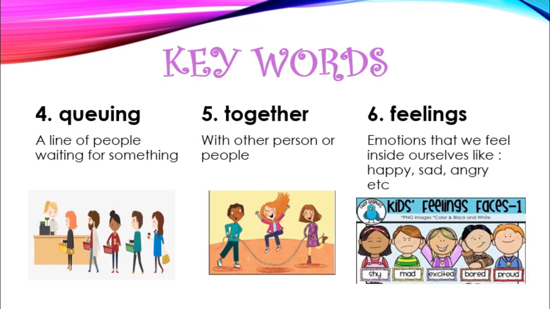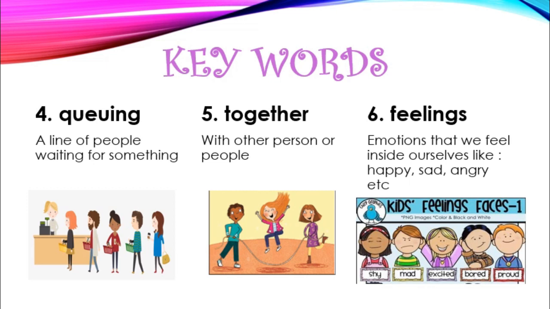Here we have some more keywords. The fourth word is queuing. It means a line of people waiting for something. Like at grocery stores, when there are lots of people who want to pay on the counter, they make a queue. Now over here in the picture, you can see some people are queuing in front of the counter so they can pay one by one. Next word is together. It means with other person or people. Oh, look at the picture. The children are enjoying together.